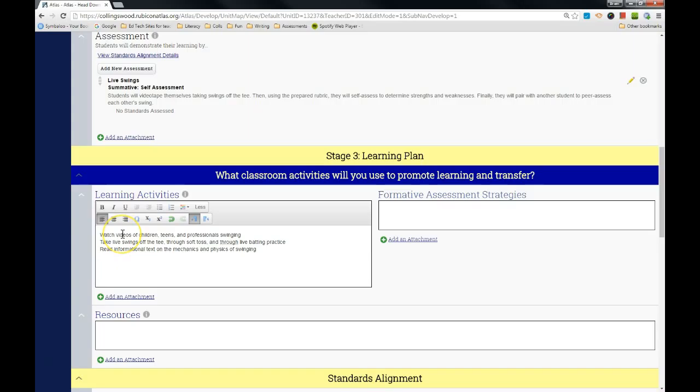So we're going to watch videos of different stages of hitting. We're going to go outside and take live swings off the tee and move into a soft toss, and then finally live batting practice. And we're going to read to talk about the mechanics and the physics of swinging. So that's only 3. That seems to be my number here for my videos. But again, that's really up to you. But it is sort of a daily list of what could happen, with the understanding, again, from me and your building leader, that everything isn't going to happen every day.